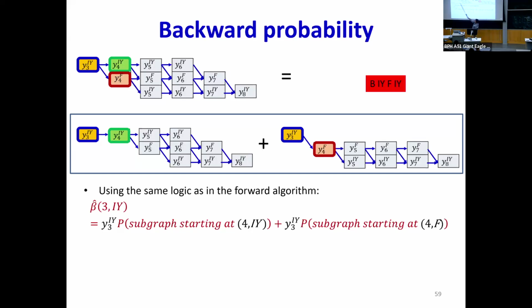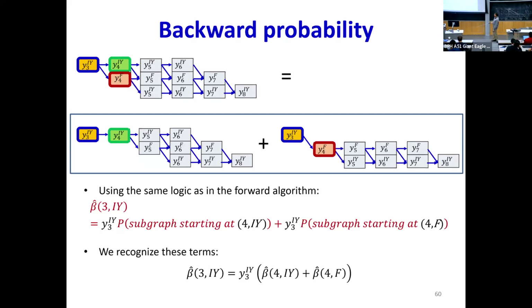And what is the probability of this portion of the subgraph? Again, anybody? Depends on the parent, which is the orange. No, but I'm just asking, what is the total probability of all paths that go from Y4E till here? Beta 4E. That's just going to be beta hat 4E. And what is the total probability of all paths that go from here to the end? Beta 4F, beta hat 4F. And so that's basically what we have. So I can just say it's Y3E times beta hat 4E plus Y3E times beta hat 4F.